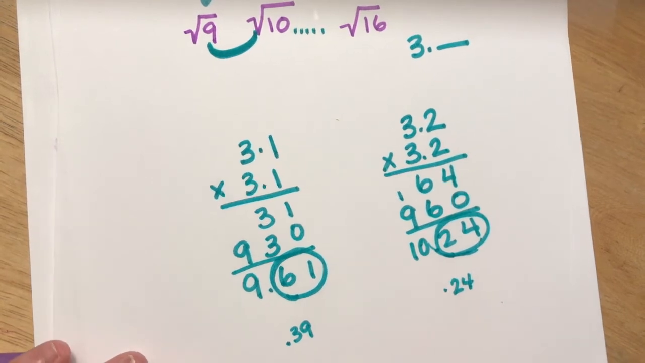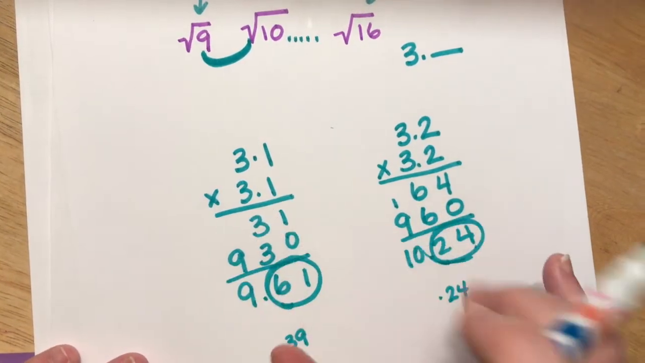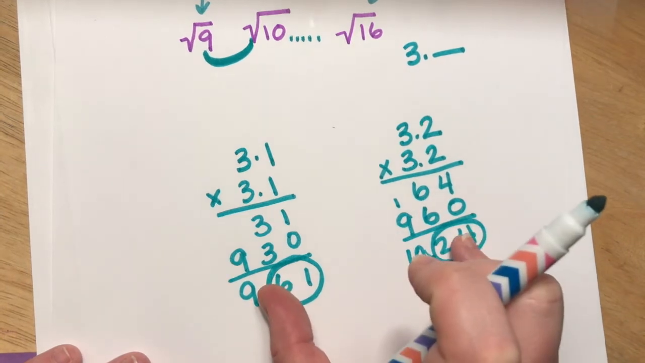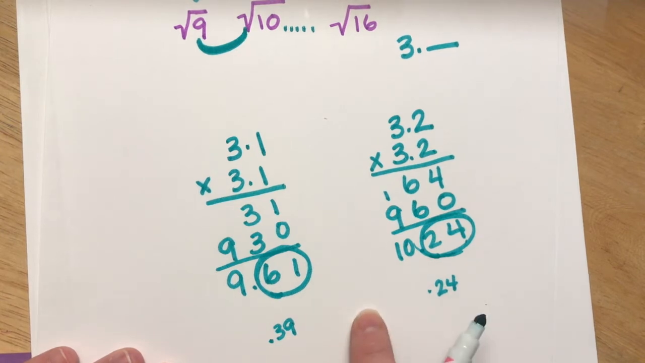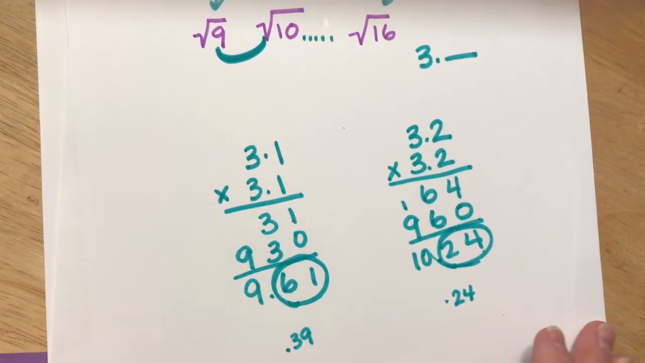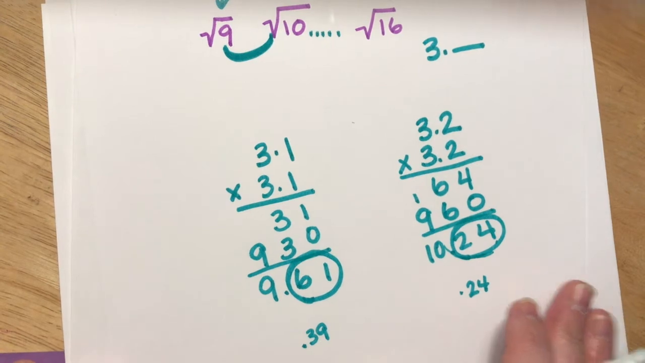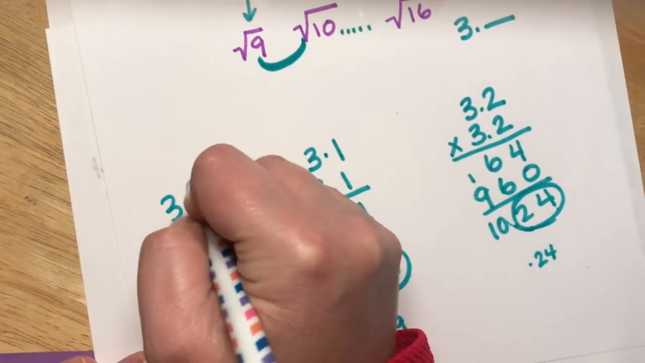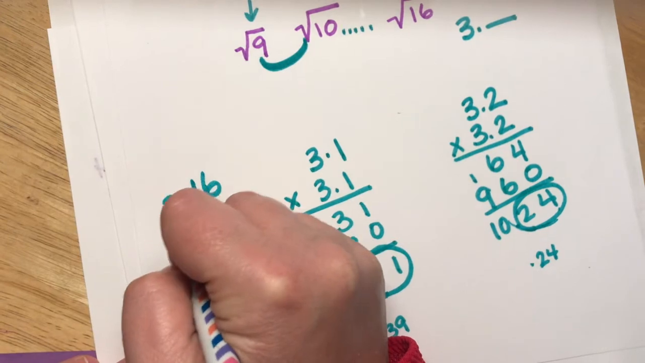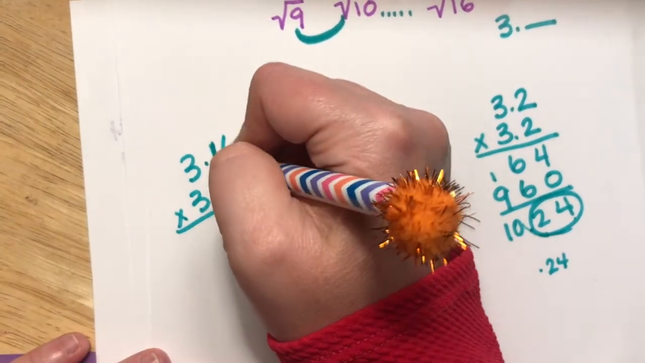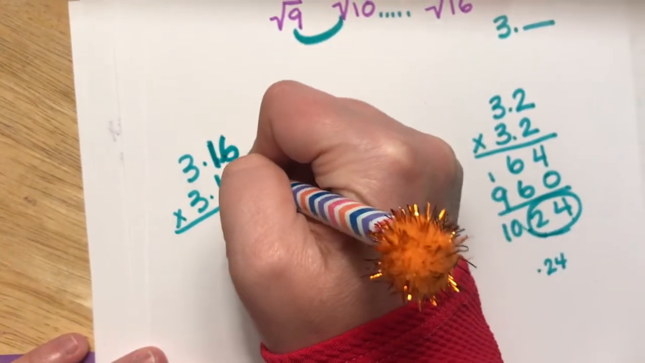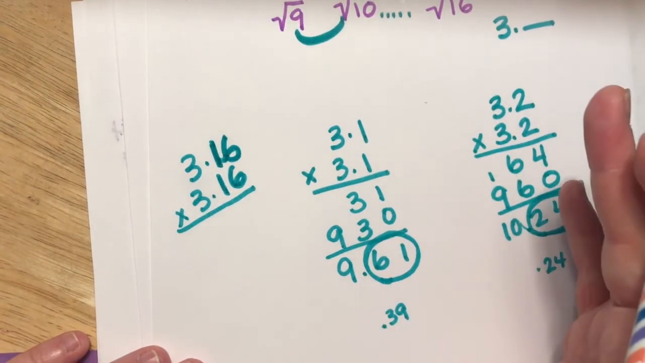Let's try another number. So we know it's between 3.1 and 3.2, and I'm thinking it's kind of almost in between these two. So let's do 3.1, let's go 6, 3.16. Now this is by hand. You don't have to necessarily go this far out. I definitely want you to the tenths place, maybe the hundredths place. You don't have to go any further than that. But let's get a close estimate here.